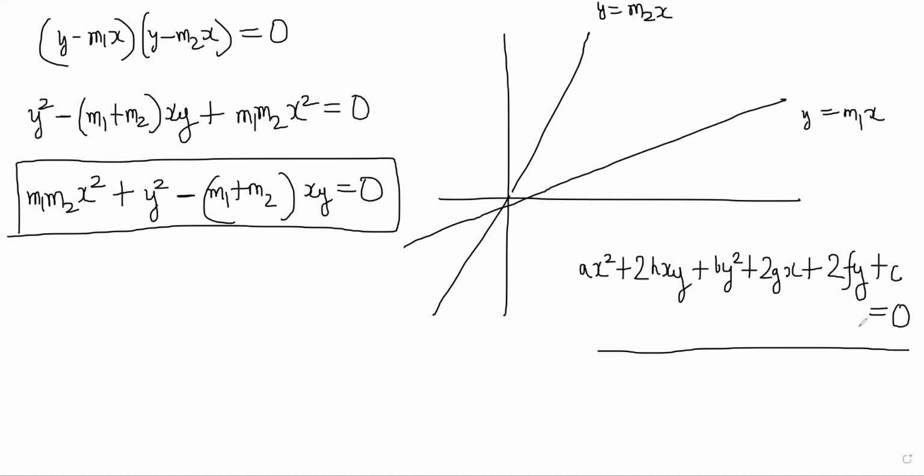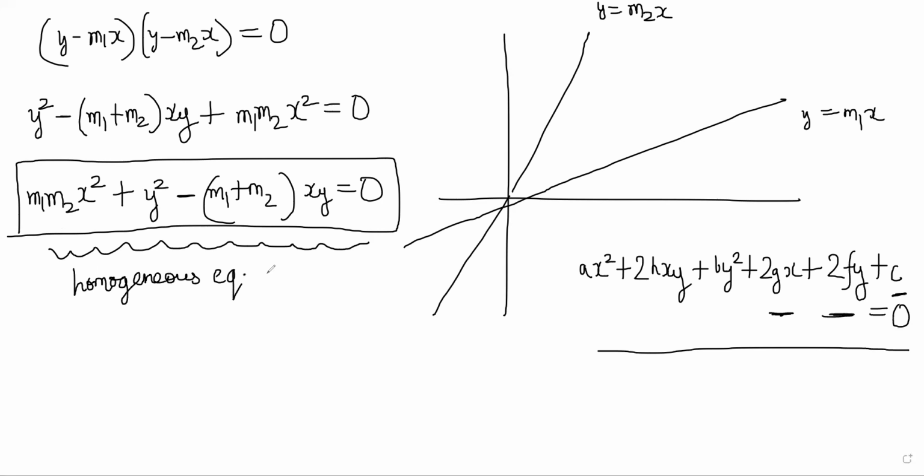Now notice that in this general equation, there were some 1 degree and 0 degree terms also, right? However, in our equation here, there are no 1 degree or 0 degree terms. All the terms are 2 degree, right? There is x², y², and xy, three terms, and all the terms are second degree terms. So this type of an equation where every term is of the same degree is called a homogeneous equation. Homogeneous equation of degree 2, this is.